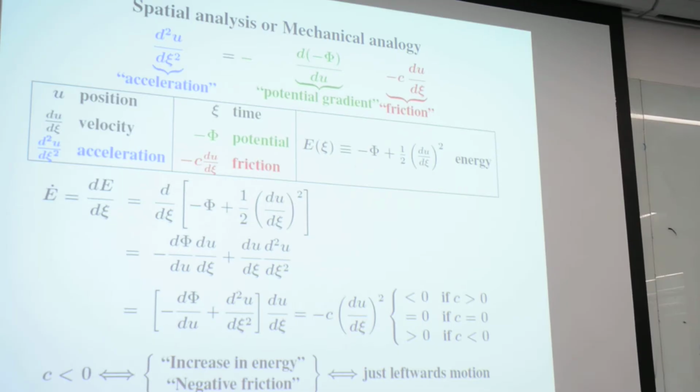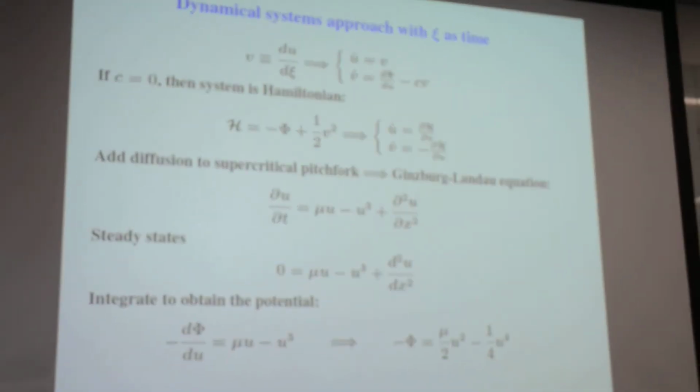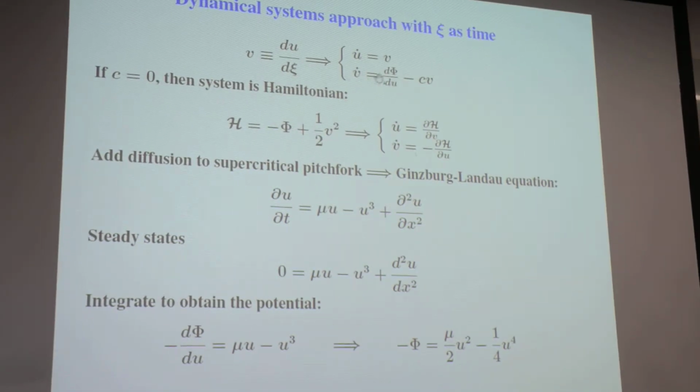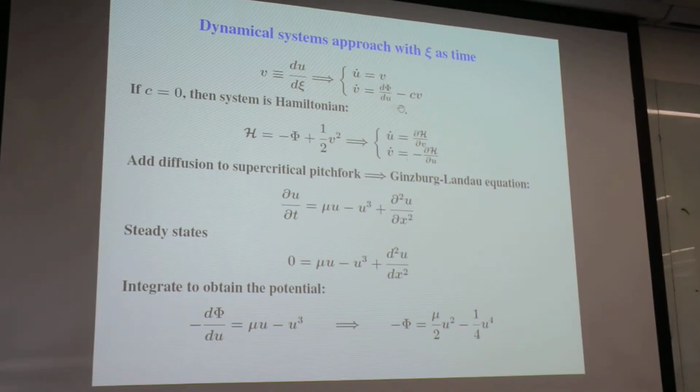We have a dynamical system. We have a second derivative. And so we're going to write u dot equals v, and v dot equals d phi du minus cv. So that's equivalent to the equation that we wrote before. If c is equal to 0, this is a Hamiltonian system. That's going to be the subject of tomorrow afternoon's class. Isn't that right? Yeah.